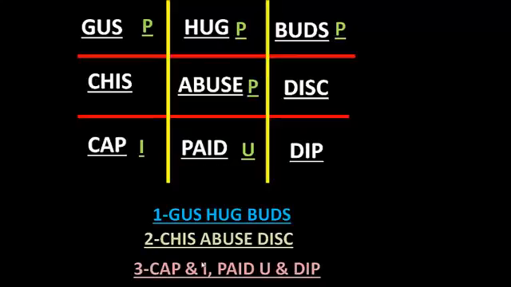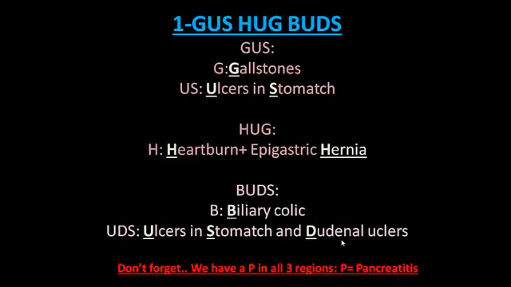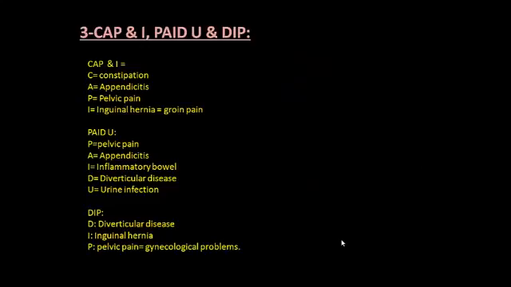So the three sentences that are going to help us to learn the differential diagnosis of different abdominal pains are Gus hug buds, Chris abused disc, and CAP and I PAID U DIP. I know that it might seem a bit funny at first, but trust me, it's really helpful if you're trying to learn the differential diagnosis of abdominal pains for the first time. And then after that, you could relate it really easily, because with practice, you could learn the differential diagnosis of different abdominal pains in an easier way. So I summarized what I already said in these 3 slides.